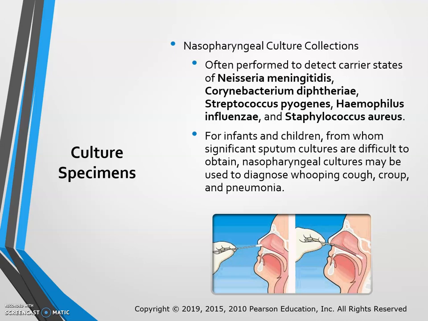Nasopharyngeal culture collection. This could be for Neisseria meningitidis, Streptococcus pyogenes, H. pylori, influenza, and Staphylococcus aureus. For infants and children from whom significant sputum cultures are difficult to obtain, the nasopharyngeal culture may be used to diagnose whooping cough, croup, and pneumonia. This is basically going back and touching the back of the nasal wall, which is very uncomfortable. This is also how they're currently collecting samples for COVID-19.